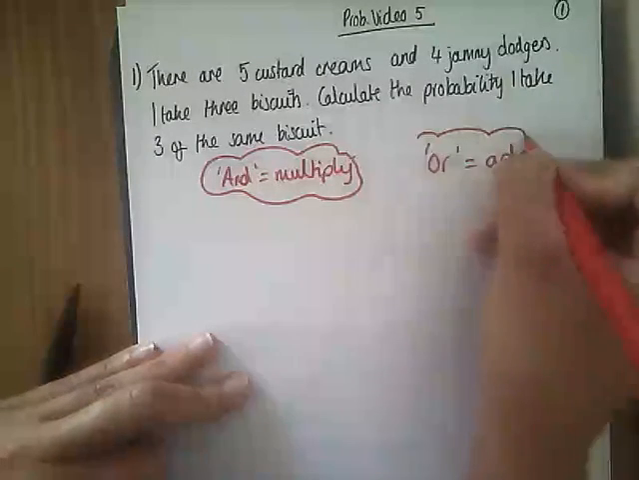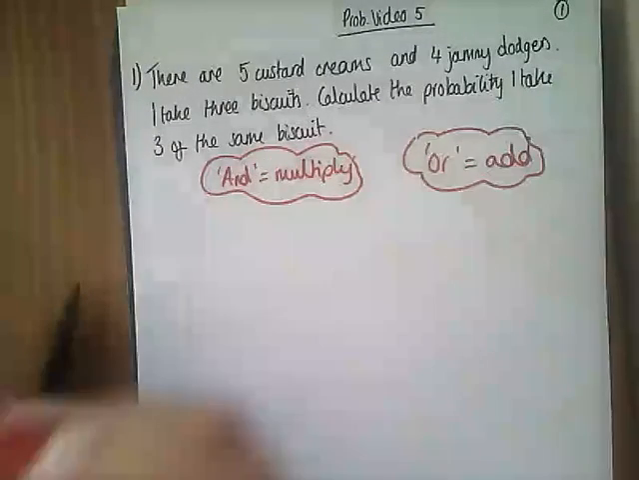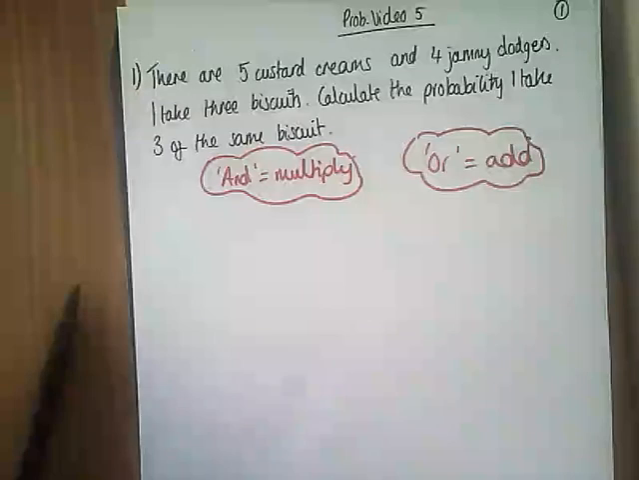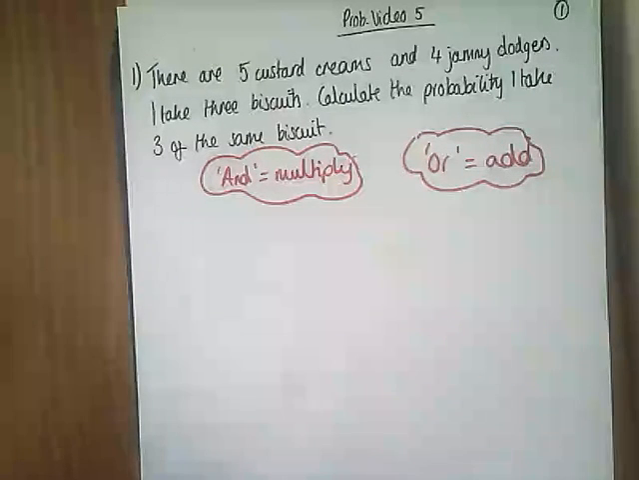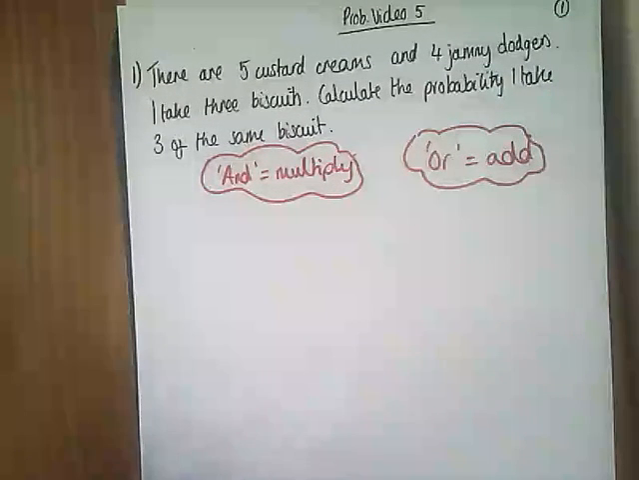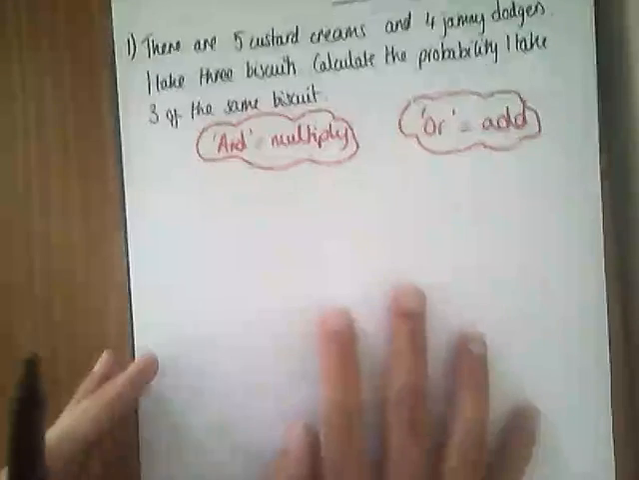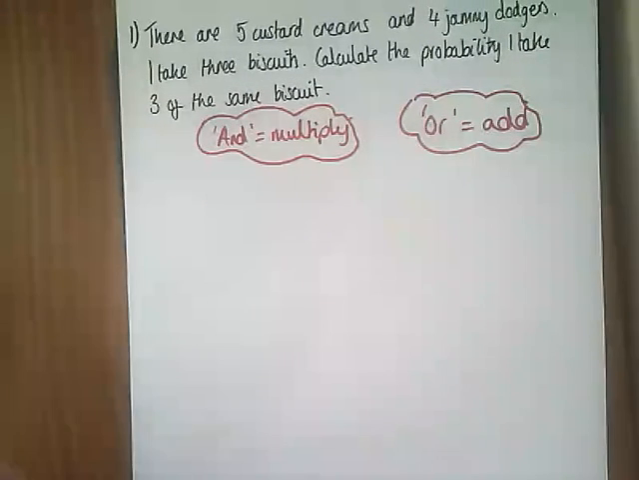Right, so let's just look at this question. There are 5 custard creams and 4 jammy dodgers. I take 3 biscuits. Calculate the probability I take 3 of the same biscuit. What's different between this one and the one about pens from the previous video is that if you take a custard cream, you're going to eat it or keep it and give it to your friend or whatever, and then you're going to try and take another biscuit. So every time you take a custard cream, there will be 1 fewer custard cream. The same with jammy dodgers.